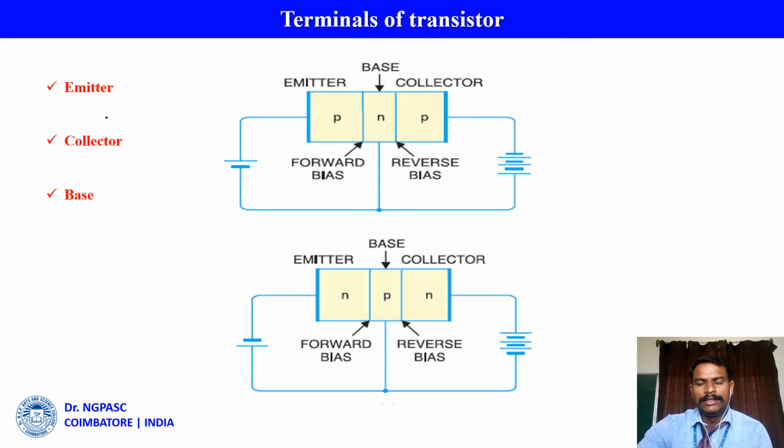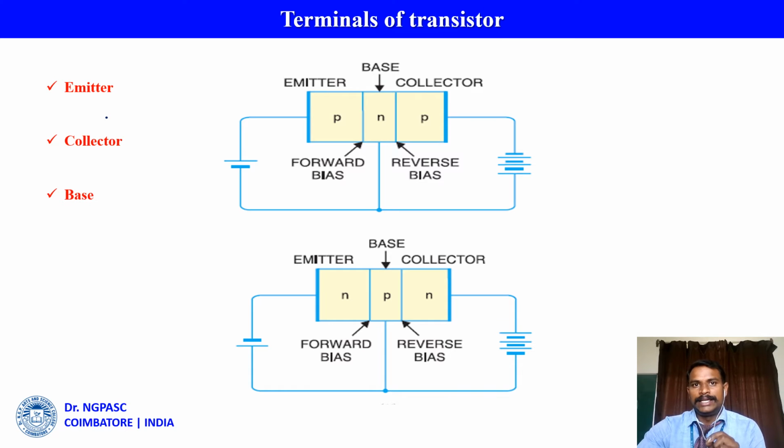The base is the middle section which forms two p-n junctions between the emitter and collector. The base-emitter junction is forward biased, allowing low resistance for the emitter circuit. The base-collector junction is reverse biased and provides a high resistance in the collector circuit.